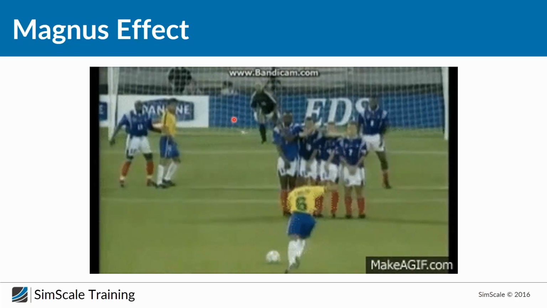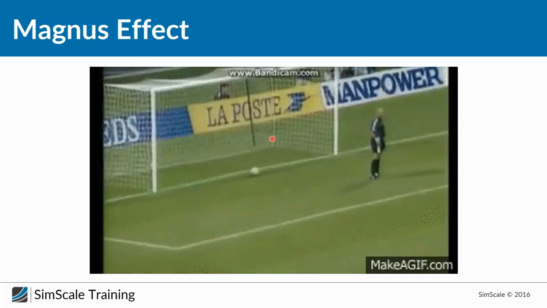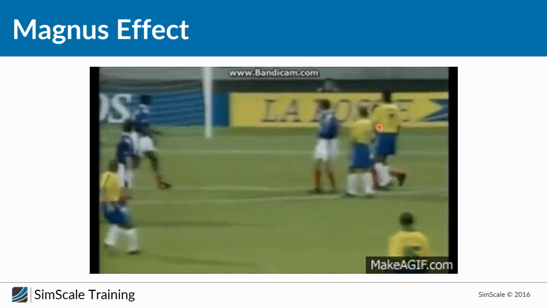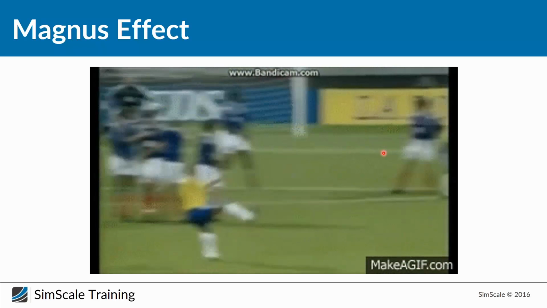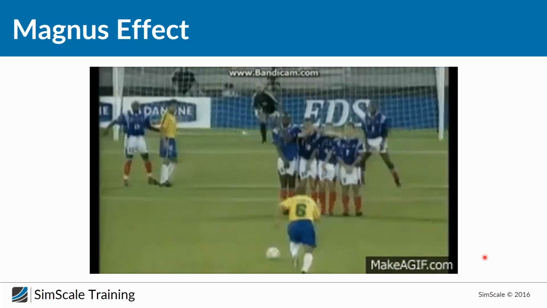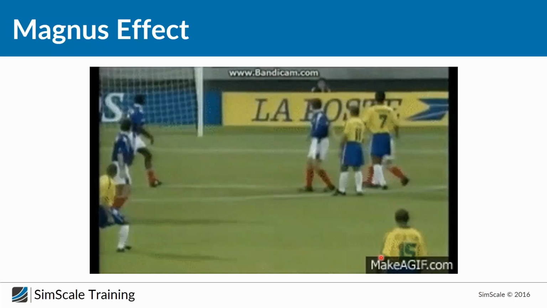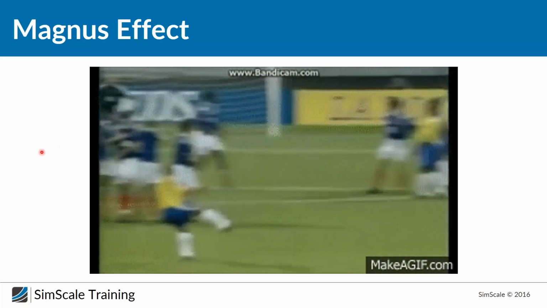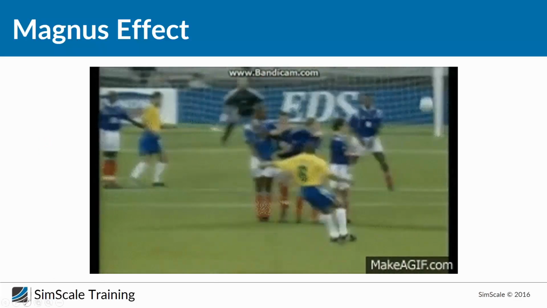And basically the effect, which is the reason for this behavior of the ball, is known for a long time, but you can really see that nobody was expecting such a flight path, not even the cameraman, who completely lost the ball. And this banana kick, as it's called, is very interesting because you can explain it with some really fundamental physics. So what is happening here? Let's take a look.